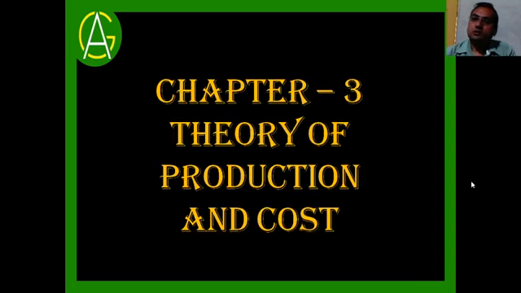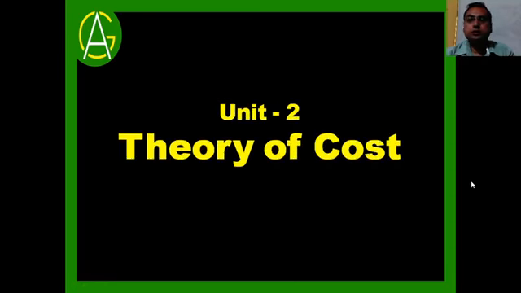Now in this particular session, as you know, we are learning chapter number 3, that is theory of production and cost. In this chapter, we have started unit number 2, that is theory of cost. In this theory of cost, we have already completed the meaning of cost analysis, and then the meaning of implicit cost and explicit cost. On the basis of implicit cost and explicit cost, we had learnt two different types, that was accounting cost and economic cost.